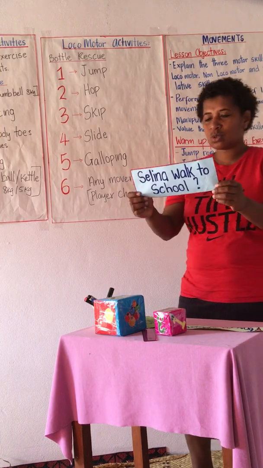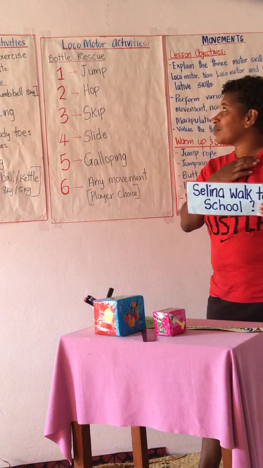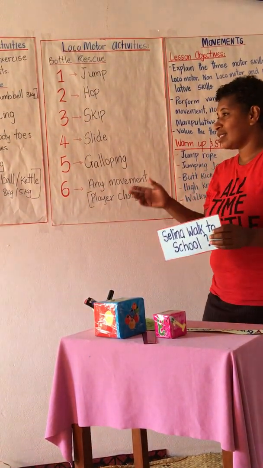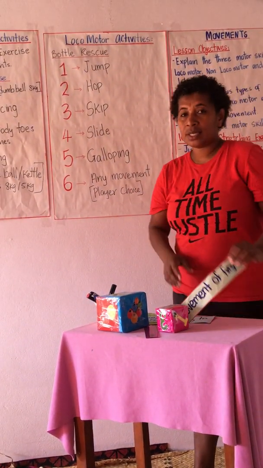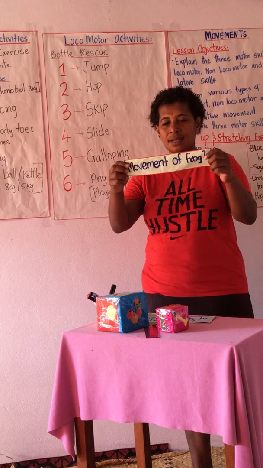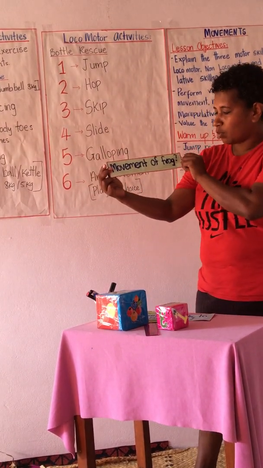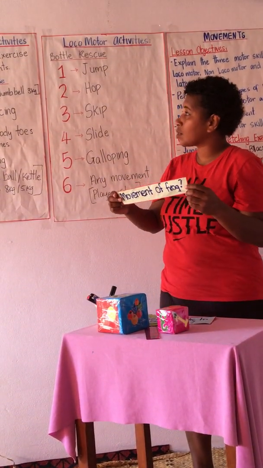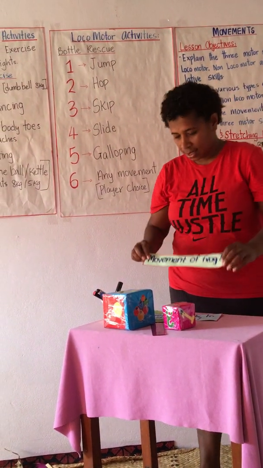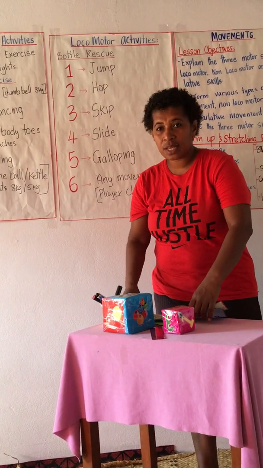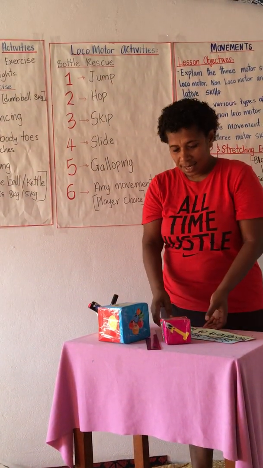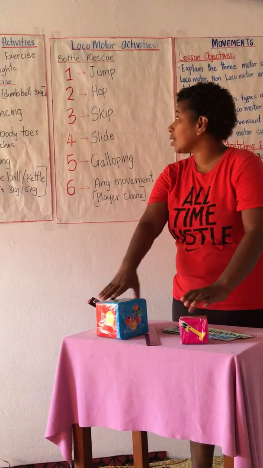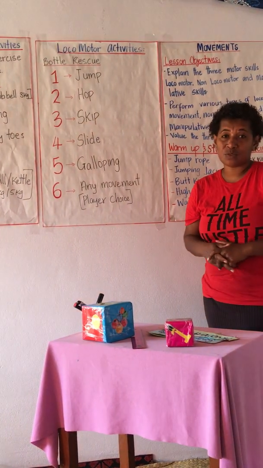For this card, it talks about Selena walking to school. So it refers to locomotors. She's been moving from point A to point B. And the last one, it's about the movement of a frog. It refers to locomotor skills. So that's all for our class today. Hope that you understand our topic today, which is movement. Thank you.